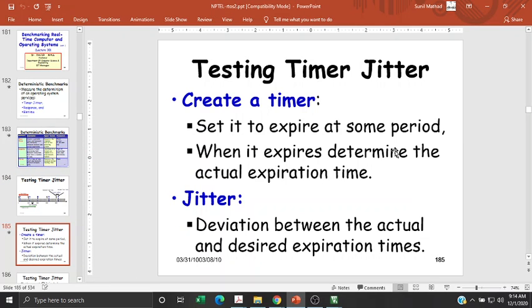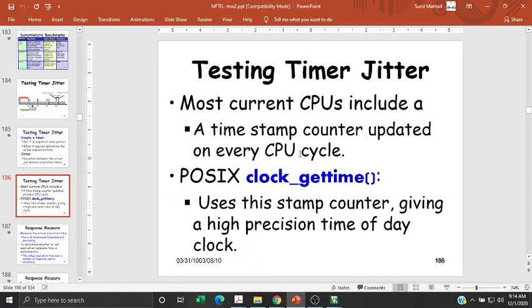Testing time: how do you measure it? Create a timer and set it to expire at some period. When it expires, determine the actual expiration time. The deviation between the actual and desired expiration times for that particular task is normally measured as jitter measurement.